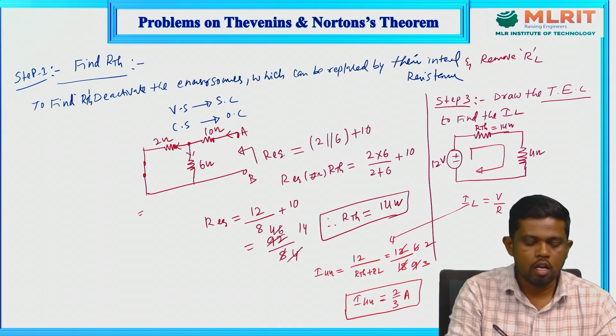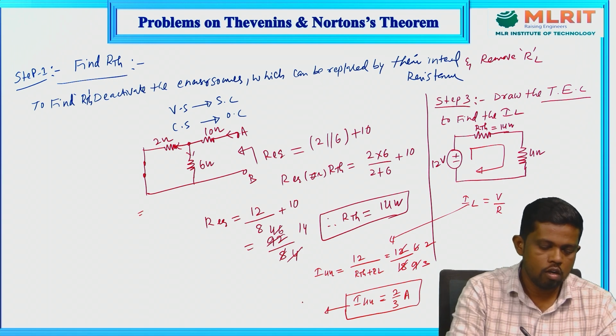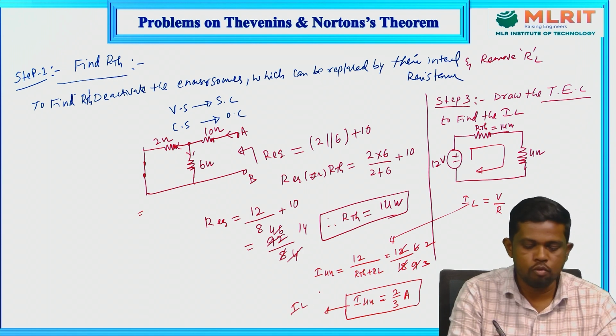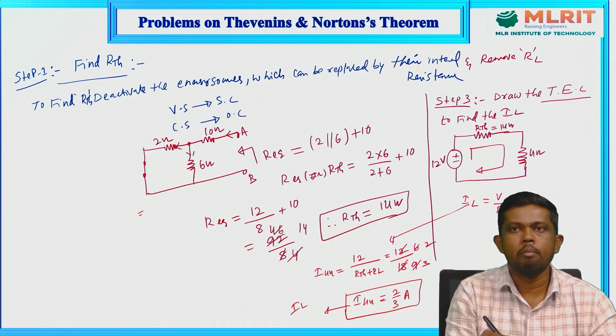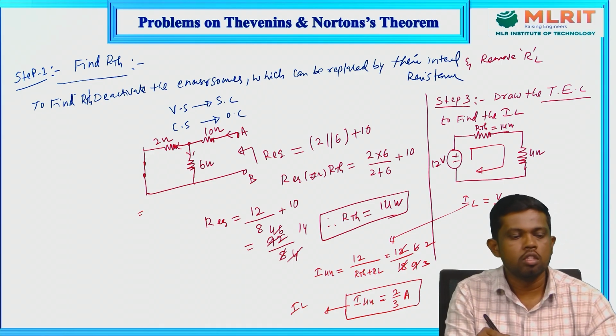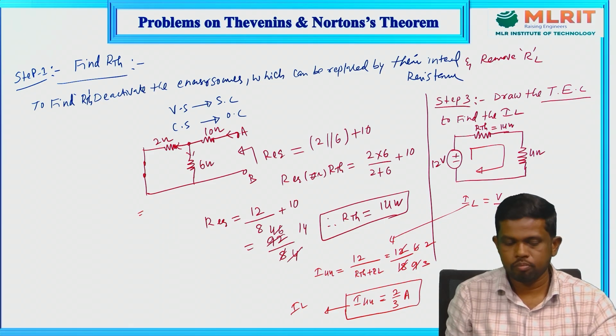That is IL. We can say IL or I 4 ohms, both are the same. IL or I 4 ohms is 2 by 3 ampere, that is exactly 0.66 ampere. So this is the procedure we applied to get the required value by using the Thevenin theorem.